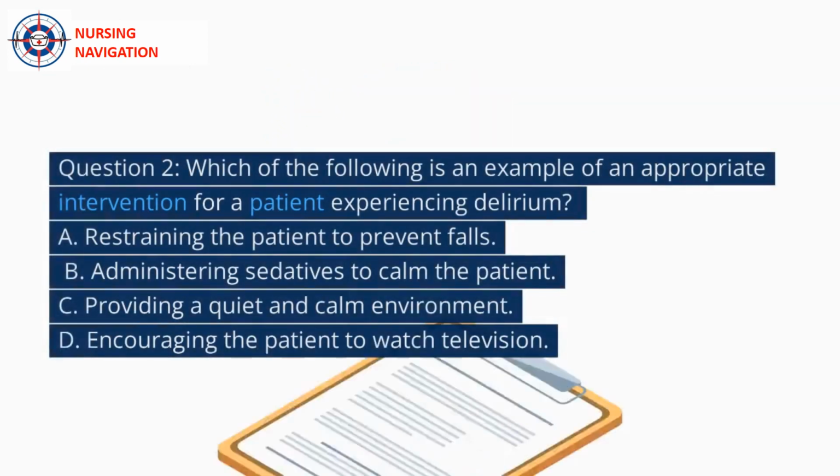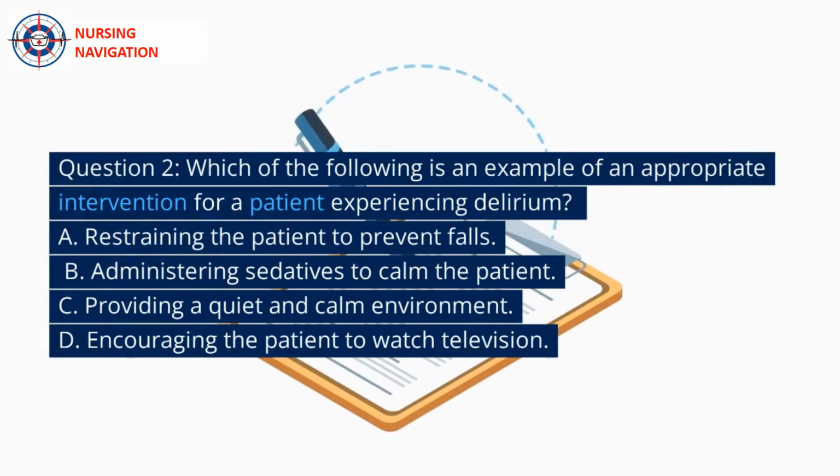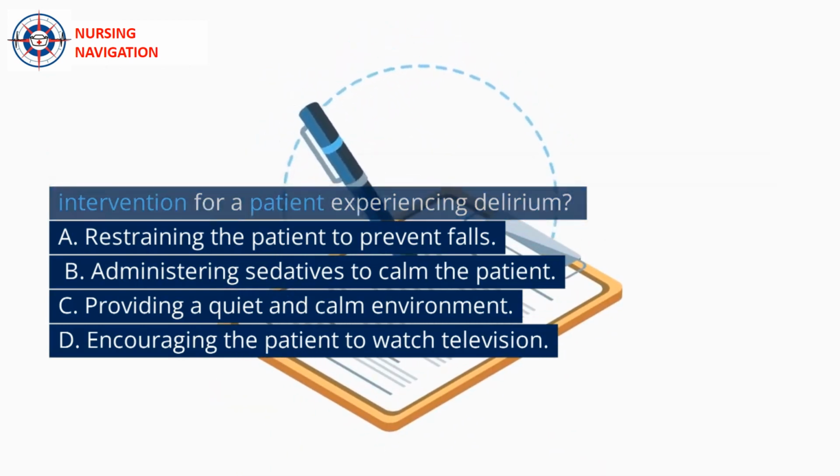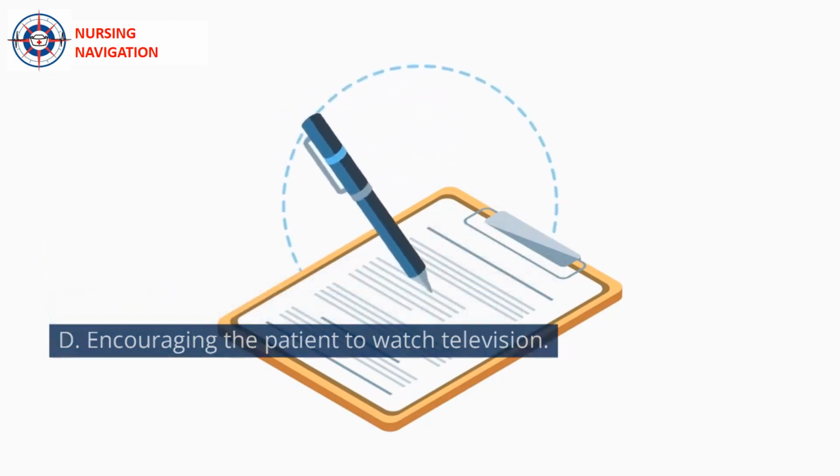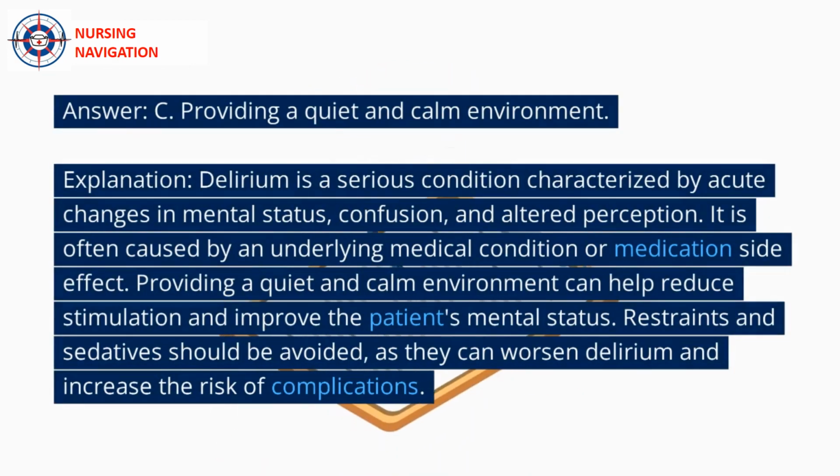complications. Question 2. Which of the following is an example of an appropriate intervention for a patient experiencing delirium? A. Restraining the patient to prevent falls. B. Administering sedatives to calm the patient. C. Providing a quiet and calm environment. D. Encouraging the patient to watch television. Answer. C. Providing a quiet and calm environment.